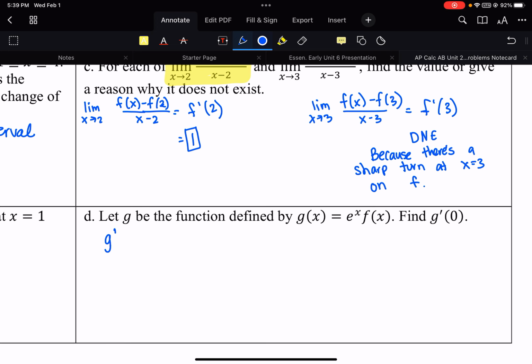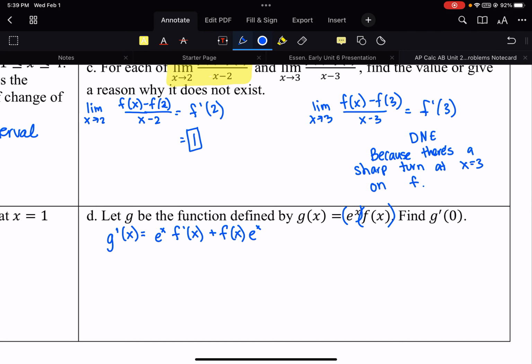So I have g primed of x. I have e to the x times f of x. That's a product. So I'm going to do the first function times the derivative of the second, plus the second function times the derivative of the first. And I'm just going to plug in 0 for all these. So g primed of 0 equals e to the 0, f primed of 0, plus f of 0, e to the 0.